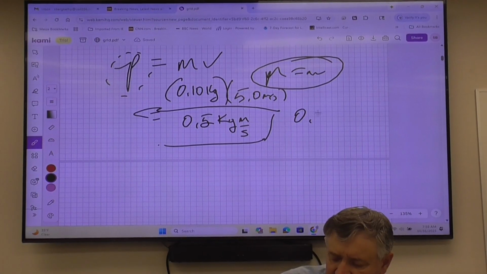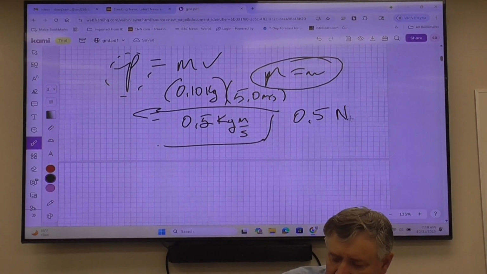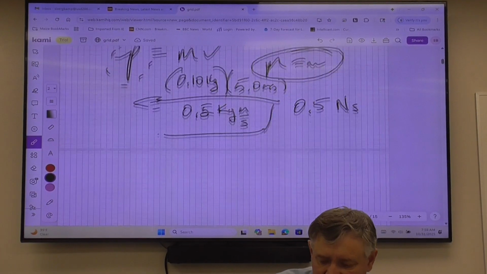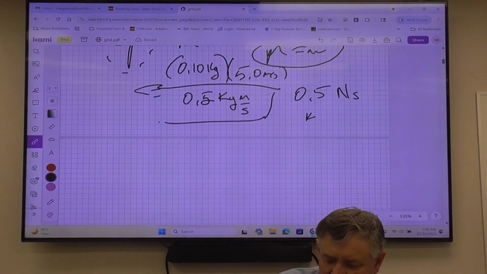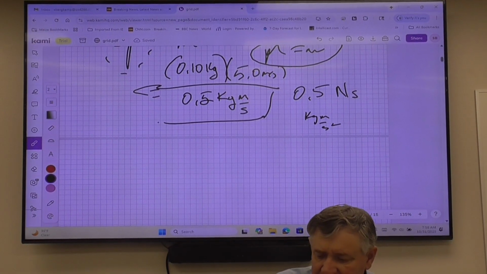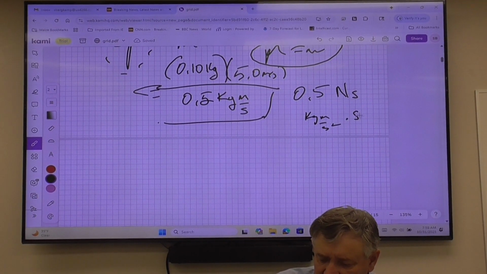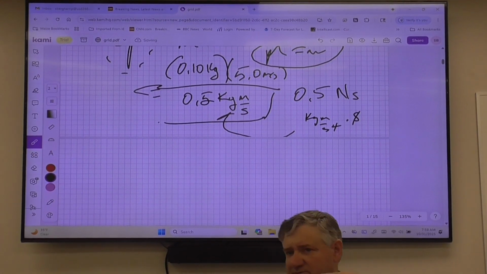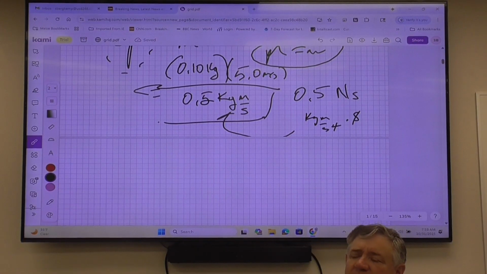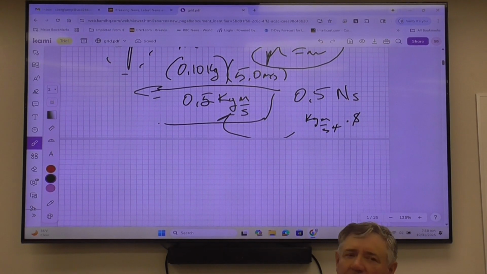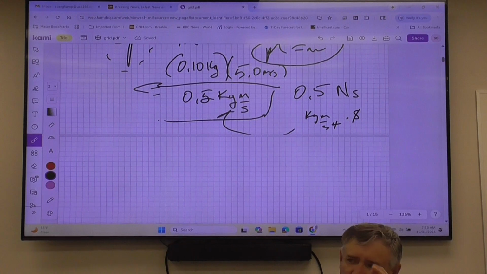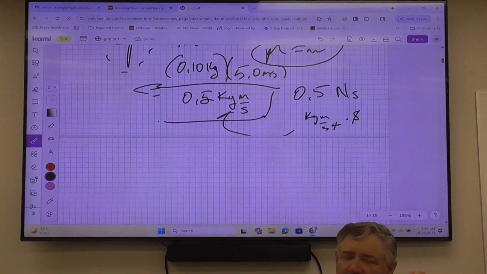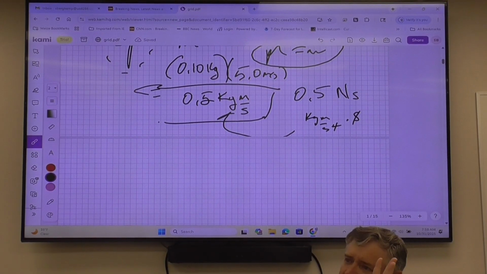You can also express units of momentum as Newton seconds. The reason that this works is because newtons are kilograms meters per second squared. And when I multiply it by seconds, the seconds cancel out, and you're back to kilograms meters per second. So in terms of units for momentum, I don't care how you do it. You can do kilograms meters per second, you can do Newton seconds, it's whatever floats your momentum boat. Just pick one.